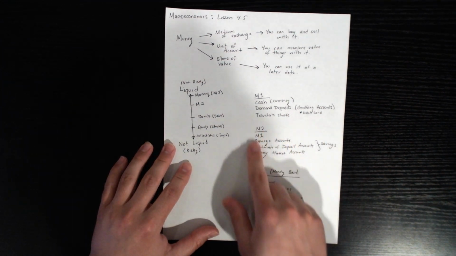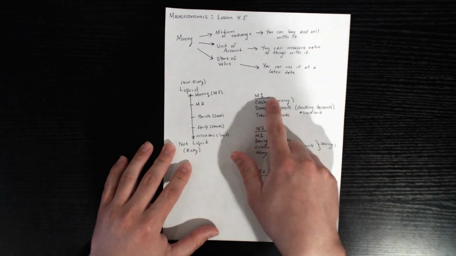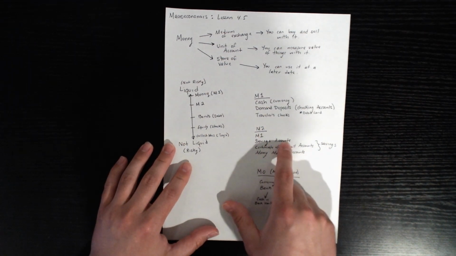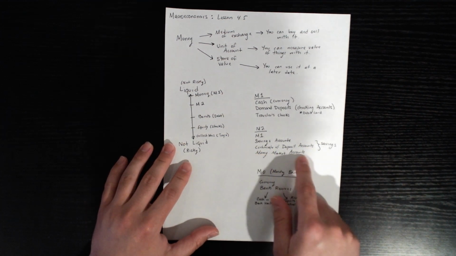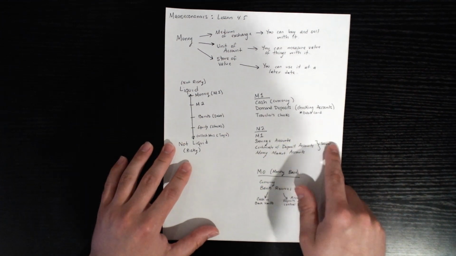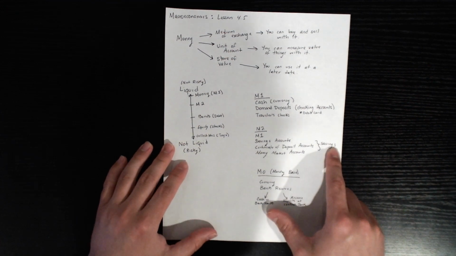M2 is a little bit more expanded view of that. It includes everything in M1 plus savings accounts, certificate of deposit accounts, and money market accounts, which are what people usually use to save their money.